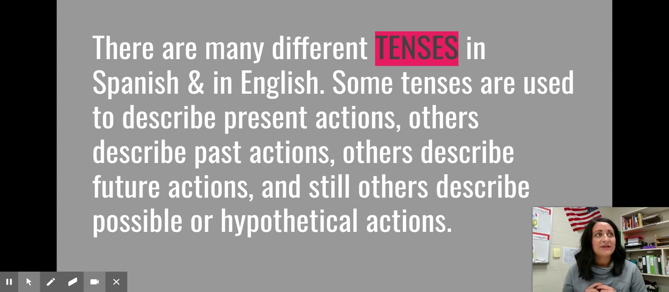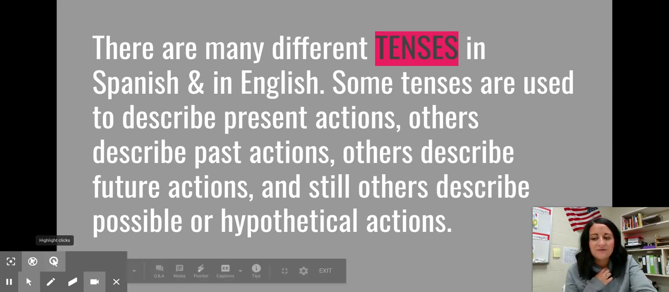In Spanish, we typically go through 10-ish tenses just in high school, and English has basically as many. But you can group them into the three main categories of the present, the past, and the future.